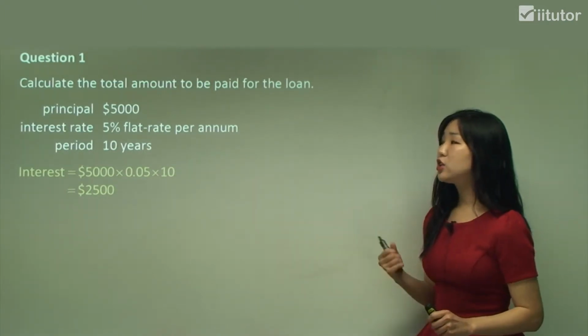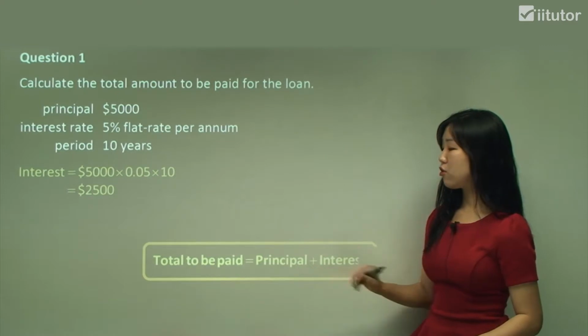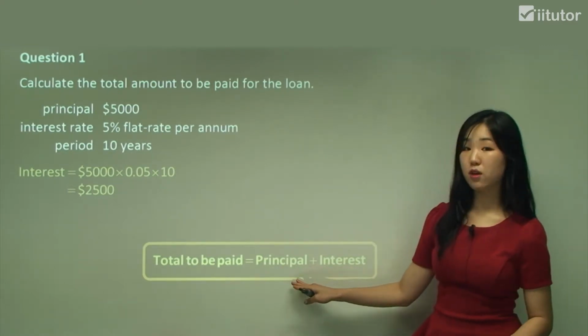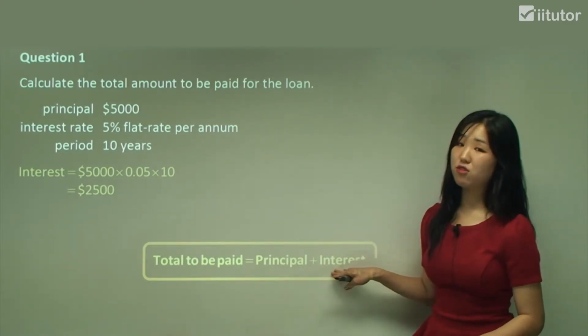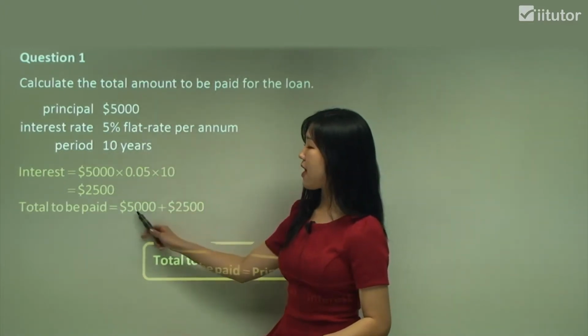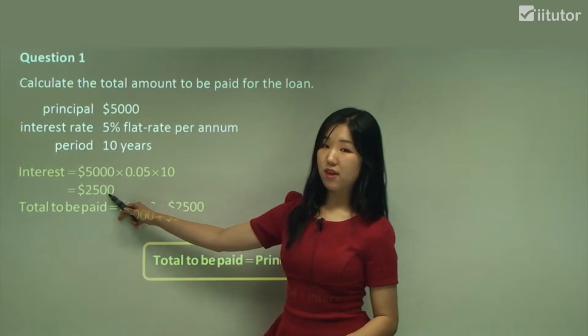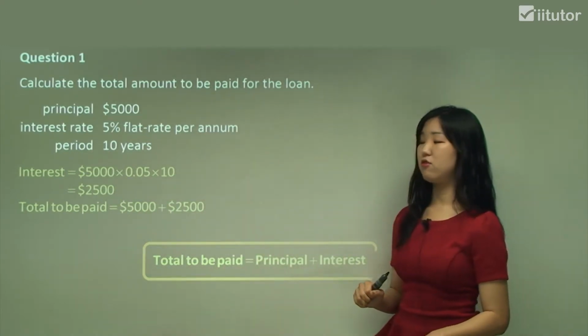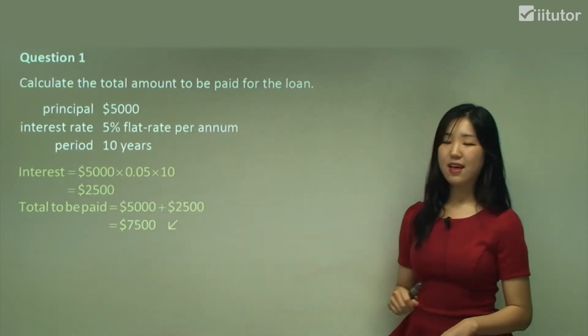Now, to find the total to be repaid, remember total to be paid is principal, the amount that we borrow, plus the additional interest. So it's going to be our principal value of $5,000 and our interest that we've just calculated, which is $2,500. Add it together and that's your answer.